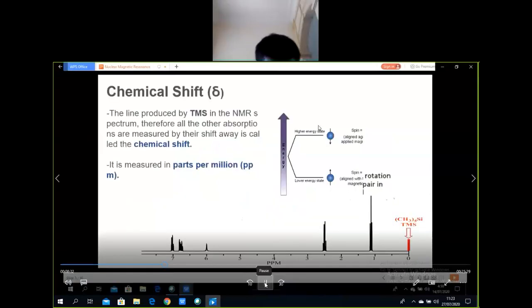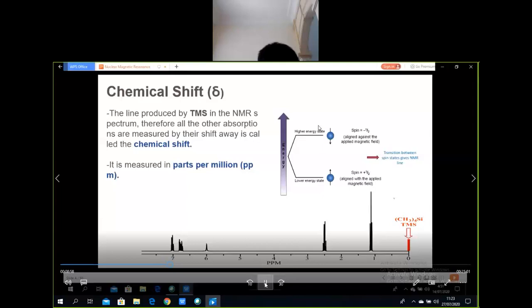And then there is the chemical shift. What is meant by chemical shift? Chemical shift is the line produced in the NMR spectrum; all the other absorptions are measured by their shift away from the standard line. It is measured in parts per million.